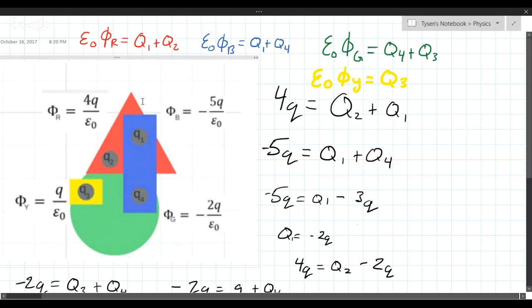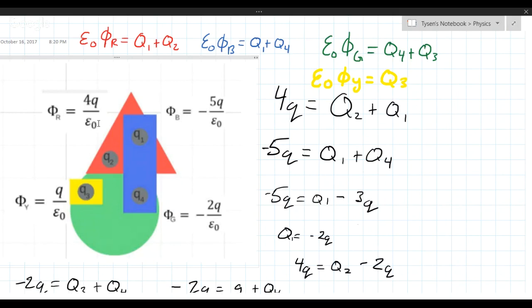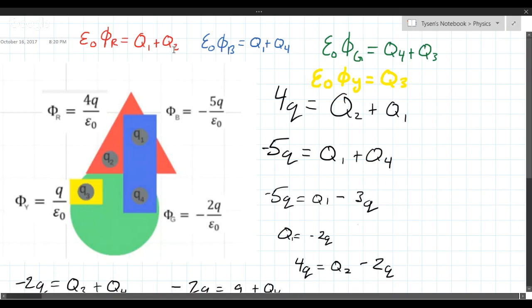So the way that we're going to do this is we know that for a Gaussian surface, the charge that contributes to the flux is the sum of all the charges contained in that Gaussian surface. So any charges outside of that surface won't affect the flux. And so if we rewrite these equations, we bring E naught over, then we can solve for the charge.